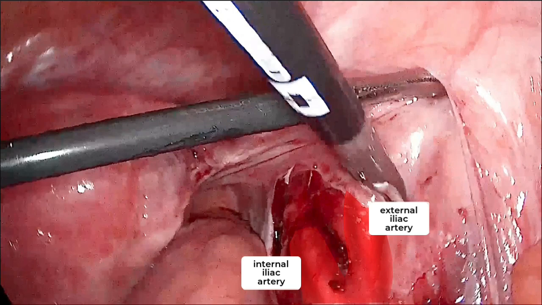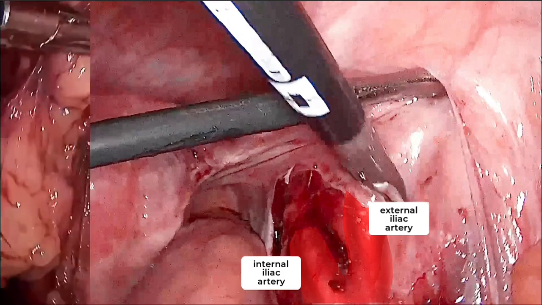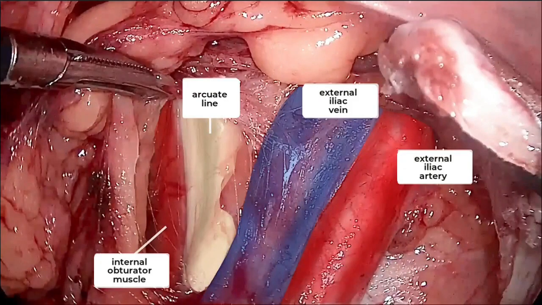Pelvic dissection begins on the right side through dissection over the bifurcation of the common iliac artery. The dissection is deepened until the exposure of the arcuate line at the boundary between the psoas and internal obturator muscles.